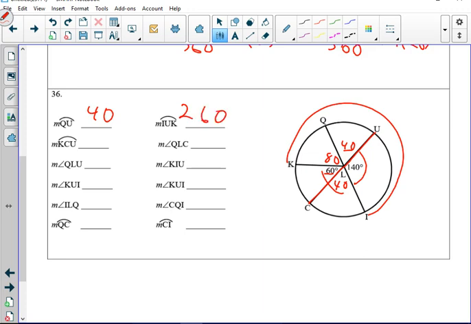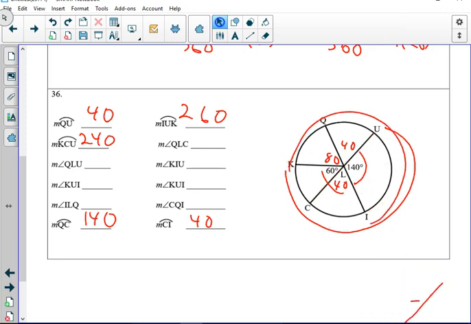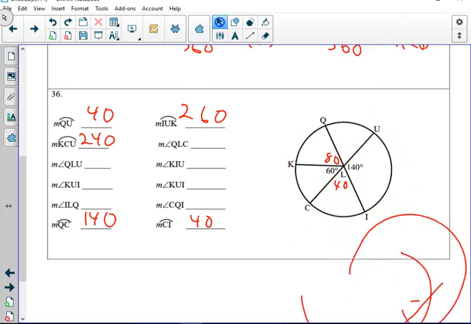260. KCU. Again, I can do 60 plus 40 plus 140, or 360 minus 120. Makes no difference. It's 240 degrees. QC is 80 plus 60, which is 140. CI, 40. And now time for some angles. QLC. QLC is a central angle, which is 140, 80 plus 60.